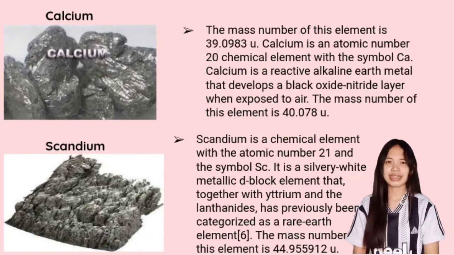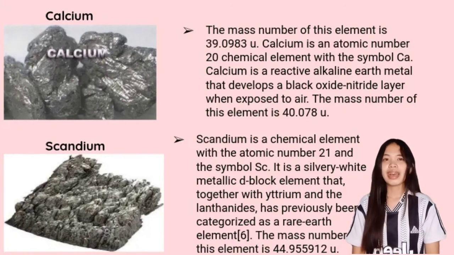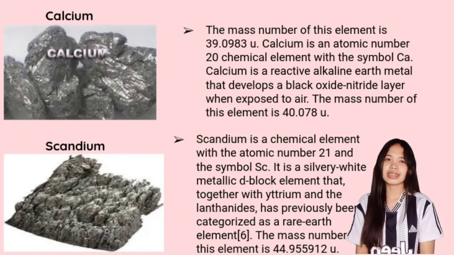Calcium. Calcium is an atomic number 20 chemical element with a symbol Ca. Calcium is a reactive alkaline earth metal that develops a black oxide nitride layer when exposed to air. The mass number of this element is 40.078 U.